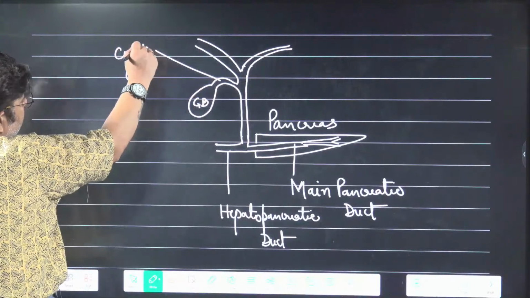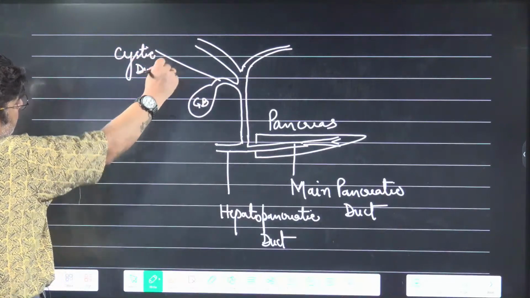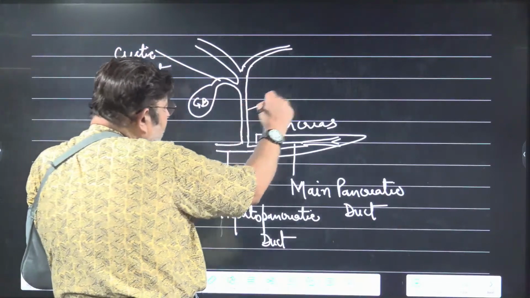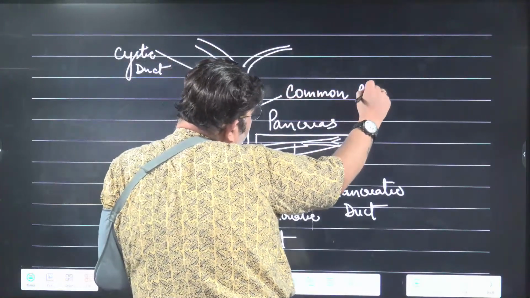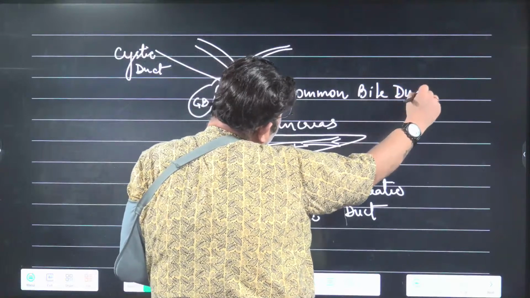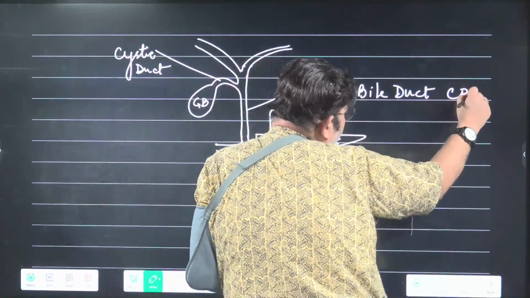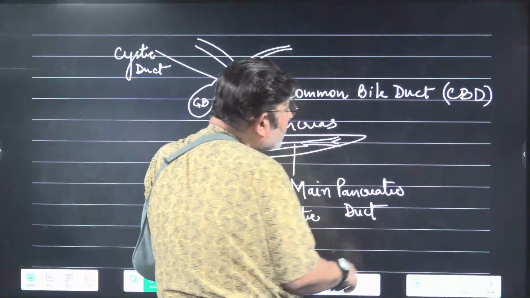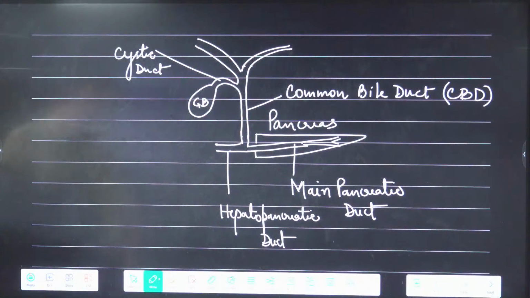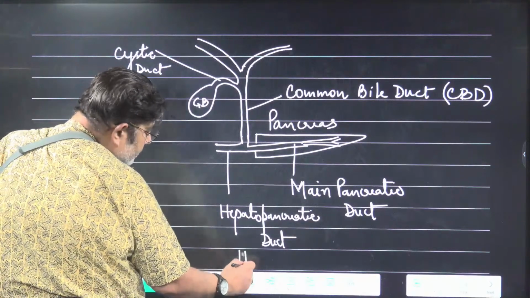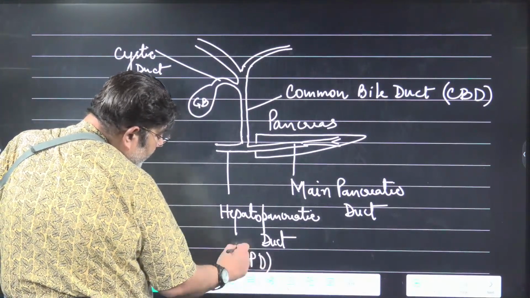This is called cystic duct. This duct is called common bile duct. In my discussion, I will be calling it CBD now. Common bile duct, CBD. Hepatopancreatic duct, HPD. I will call it HPD, hepatopancreatic duct.